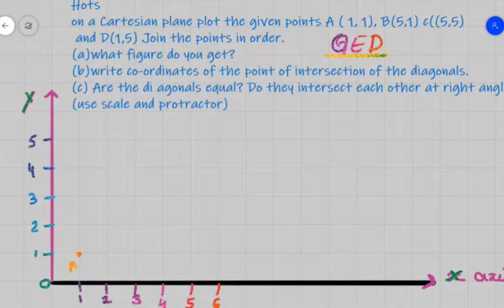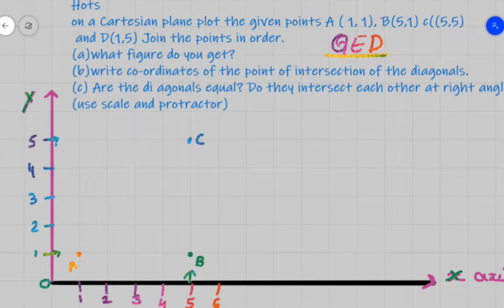Now second point is B 5, 1. 5 from your x-axis, so from here you have to see, and 1 from your y-axis, from here you have to see. So this comes here, this is the point B. Now C 5, 5, again x is 5 and y is also 5. So the point comes here. This is your point C.